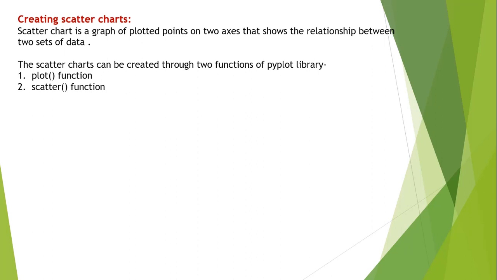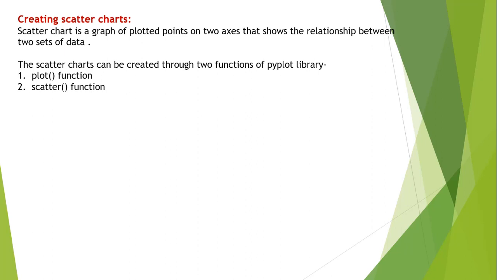difference is that in a line chart we had a line which was connecting these data sets, whereas when we are plotting a scatter chart, only the data points are indicated or marked in the graph. The line connecting these data points is absent. For creating these scatter charts we have two functions in pyplot. The first one is the plot function and the second is the scatter function.